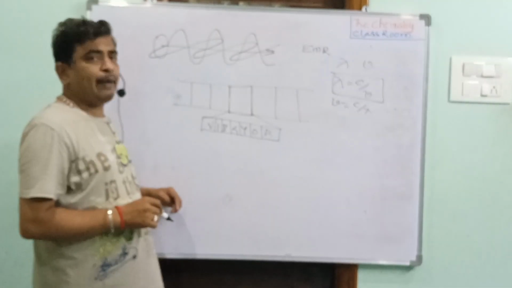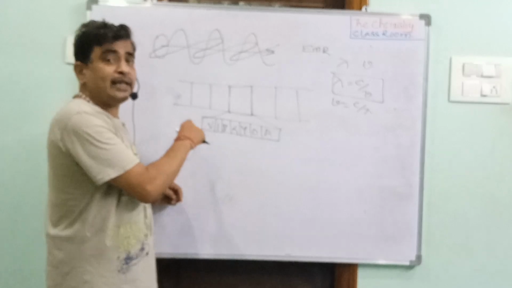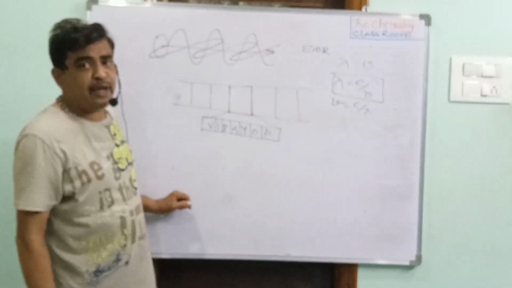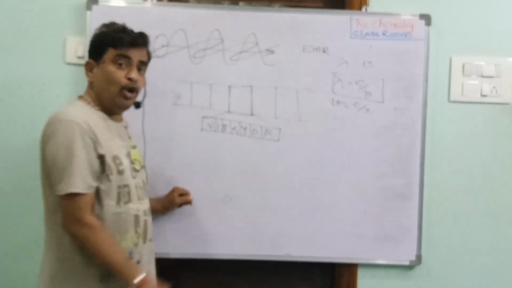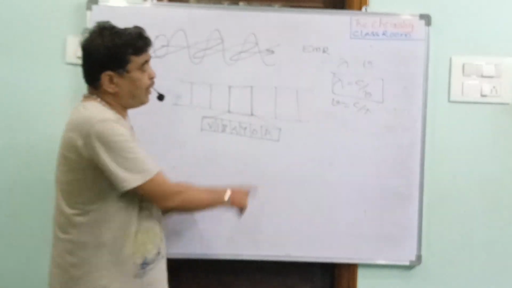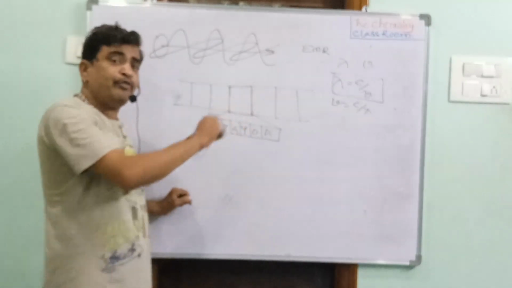So here you see what happened. It is the increasing order of lambda or the decreasing order of frequency. The violet color is high frequency and the red color is low frequency, or the violet color has less lambda and the red color has high lambda. So it is increasing order of lambda.